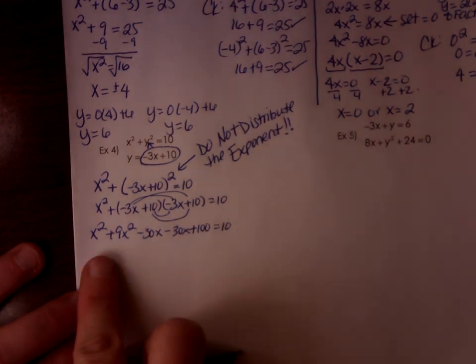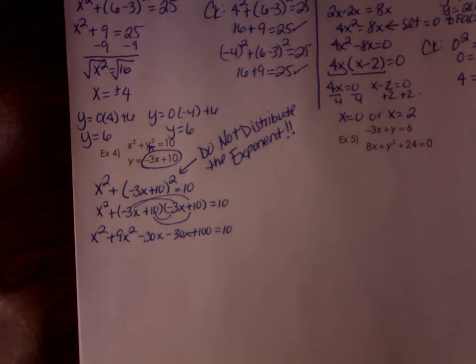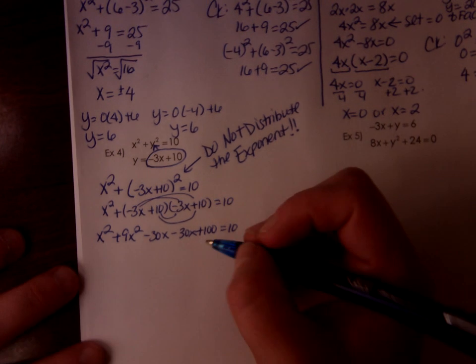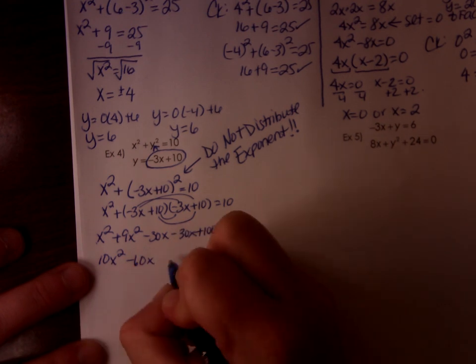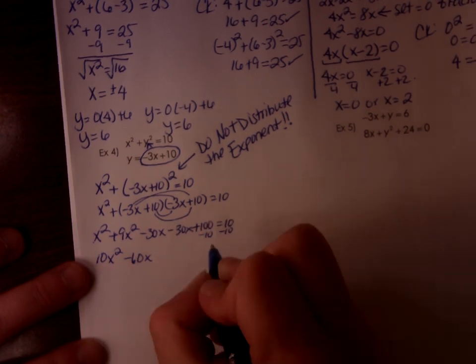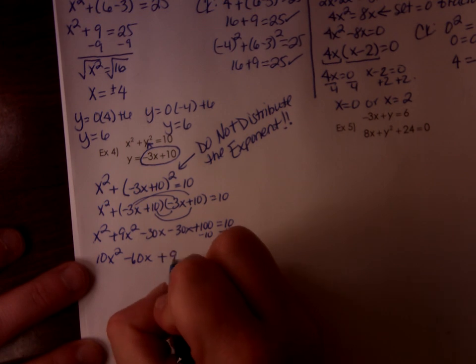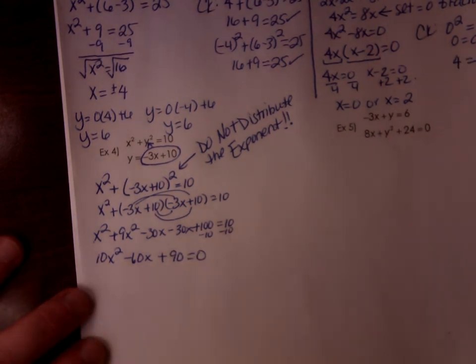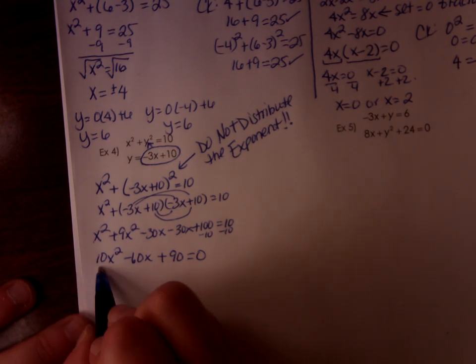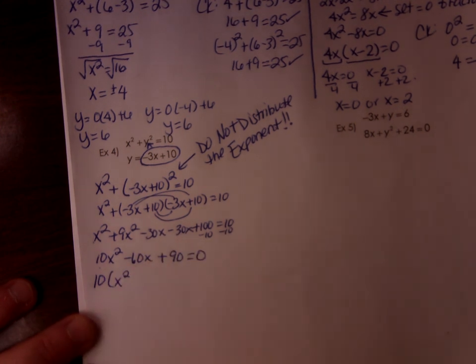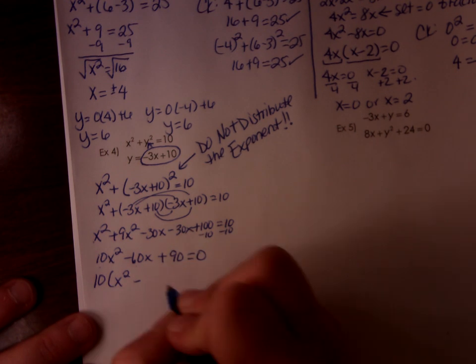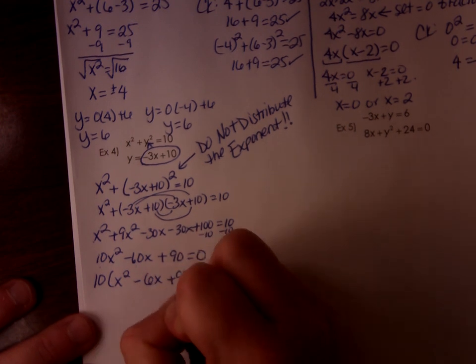This is a quadratic equation, so what I need to do is condense my like terms and make it equal to 0 because I will likely need to factor. So combining my like terms, I have 10x squared minus 60x, and I'm going to subtract 10 on both sides so that I end up with plus 90 is equal to 0. 10, 60, and 90 are all divisible by 10, so I'm going to factor out a 10 to make this problem easier, and I end up with x squared minus 6x plus 9 is equal to 0.